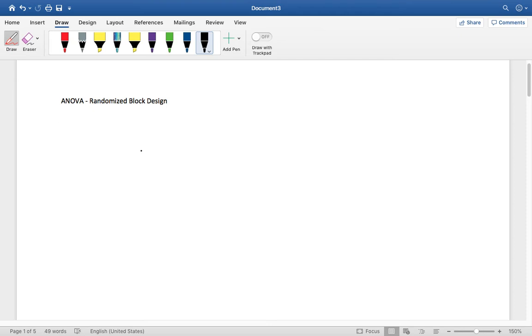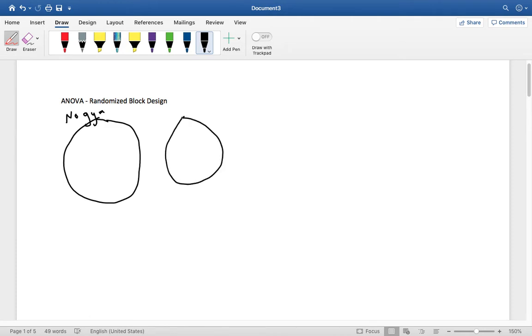We're going to look at the concept in ANOVA of randomized block design. This is going to be a very similar concept to one we've already covered before for matched samples. So supposing I've got a population of people that do not go to the gym, and I've got the population of people that do go to the gym over here. So these people go to the gym.